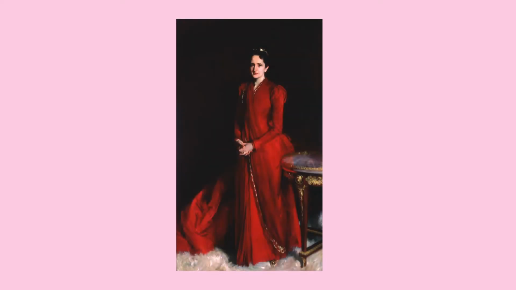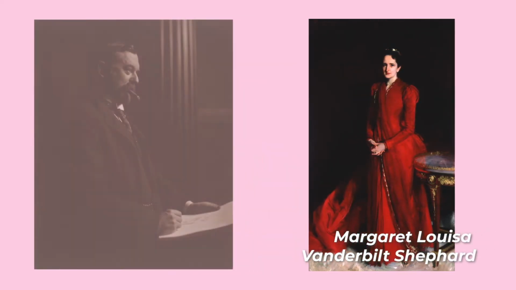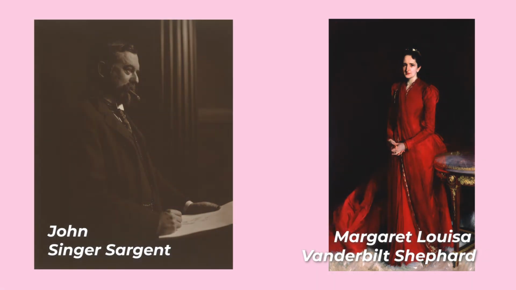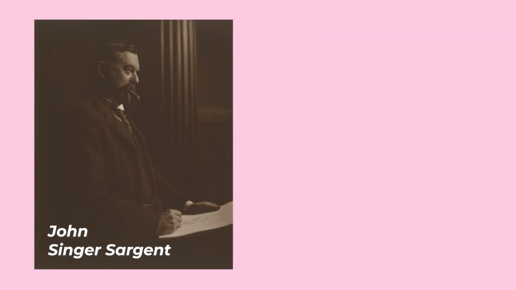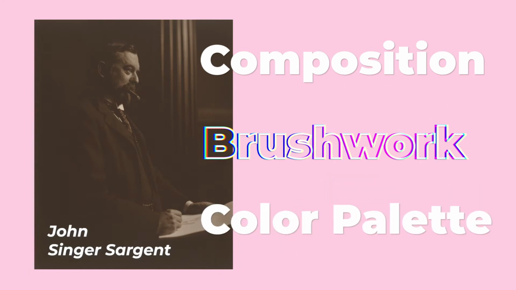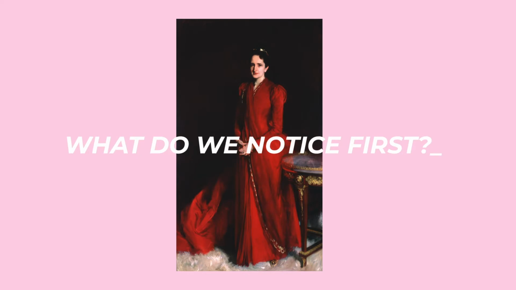Let's see one example of an artist's composition. Here we have an image of Margaret Louisa Vanderbilt Shepherd, painted by John Singer Sargent in 1888. Sargent is known for his portraits of people, but what established his style was his unusual composition, dynamic brushwork, and interesting color palette. So, in this portrait, what do we notice first?